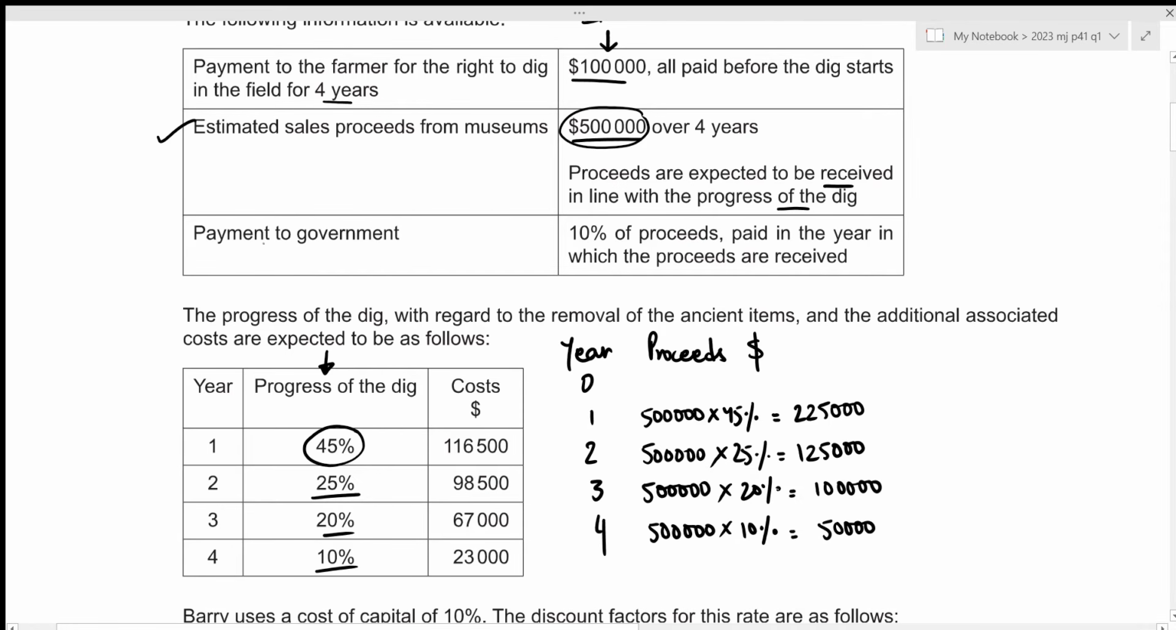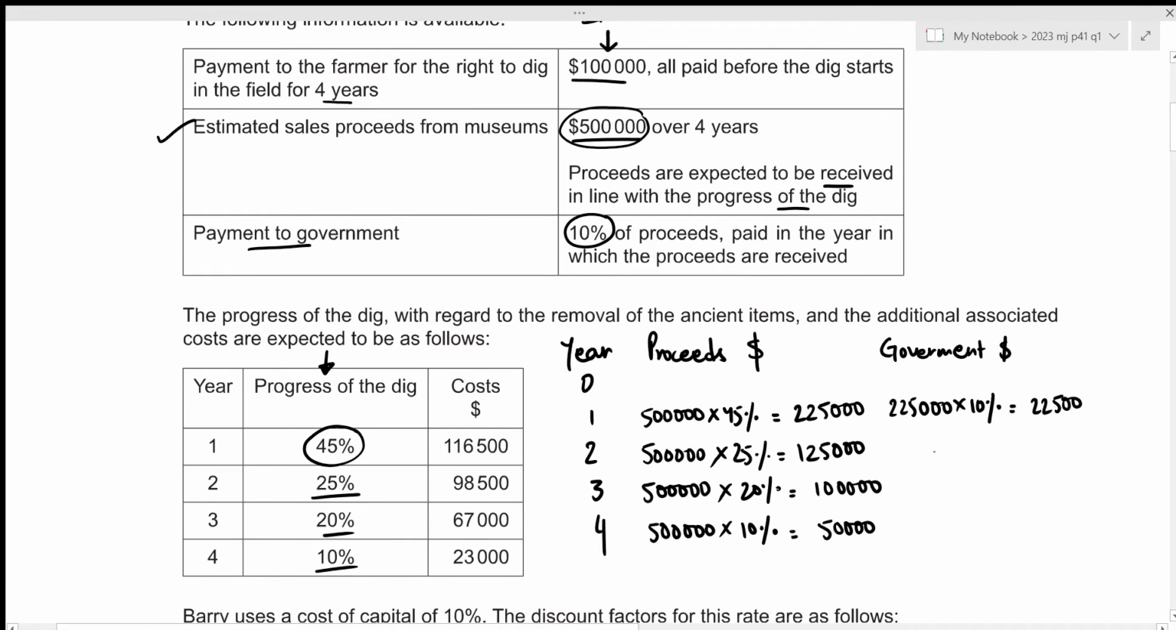Then there is payment to government as well. So 10% of proceeds paid in the year in which the proceeds are received. So we need to pay 10% of the proceeds to the government each year. So we can just figure out the government expenses as well. That's going to be 10% of 225,000. So that's 225,000 times 10%. And for year 1, we need to pay 22,500 to the government.